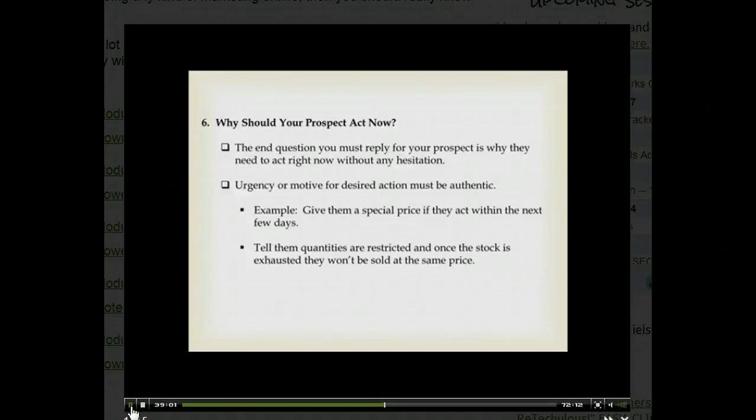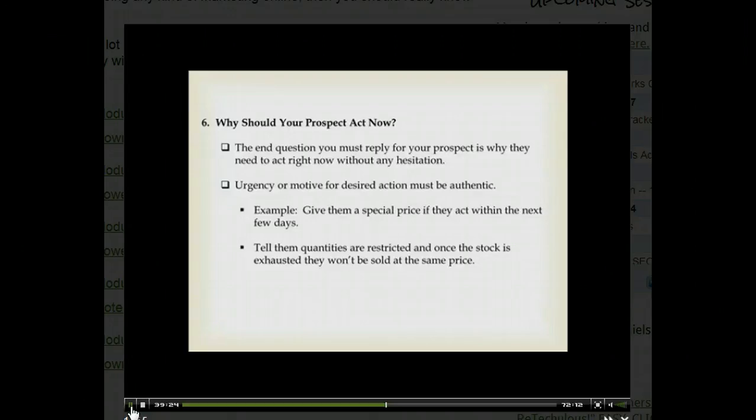Now, if you're going to tell them the price is going up in the next few days, maybe you give them 24 hours to act. If they come back to that 24 hours later, that price needs to be raised. This is a huge thing, and when people start believing what you're saying, they're going to start taking action.